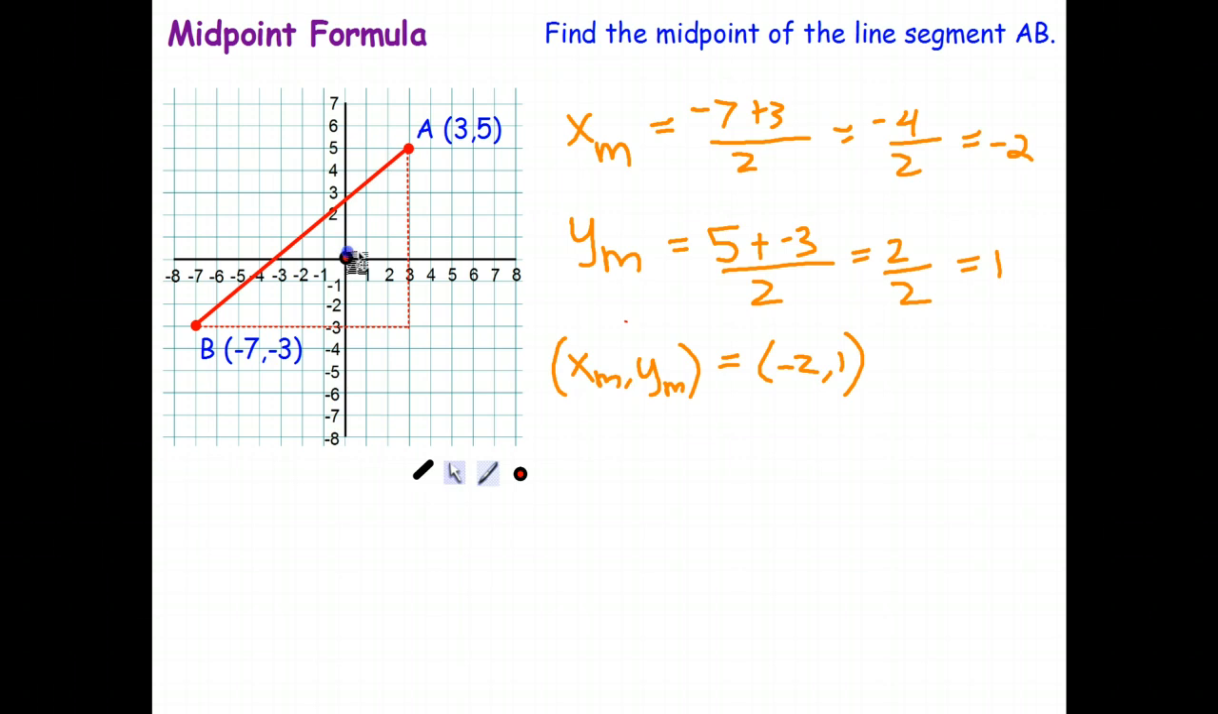Okay, we can check that by actually plotting the point and seeing what it looks like. So starting at the origin, x is -2, y is 1, and it does lie on the line, and it is halfway between A and B.